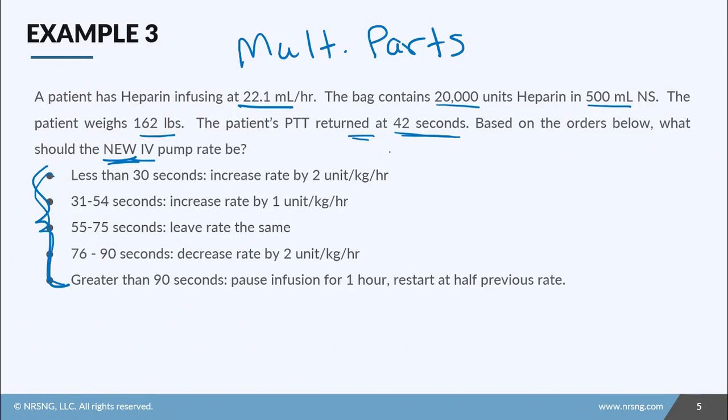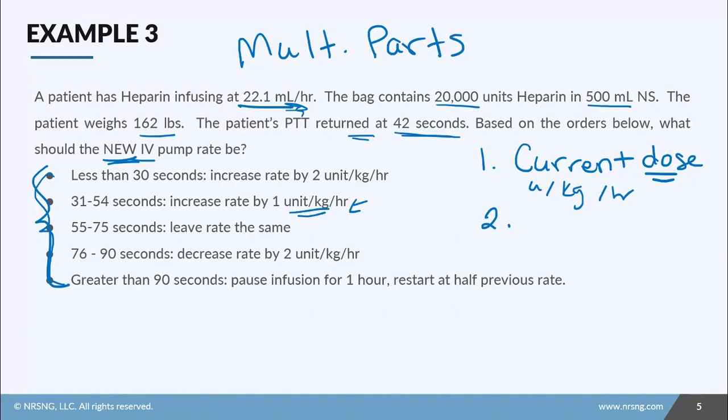So there's actually going to be 3 steps. One is, what is it currently running at? What is the current dose? Now, the reason we need the current dose is because this order is based on units per kilo per hour, not based on milliliters per hour. So again, this is where you have to take your time, look closely. What does it give you? What do you need? What units are you working with? So the first thing we need to do is determine the current dose in units per kilo per hour.